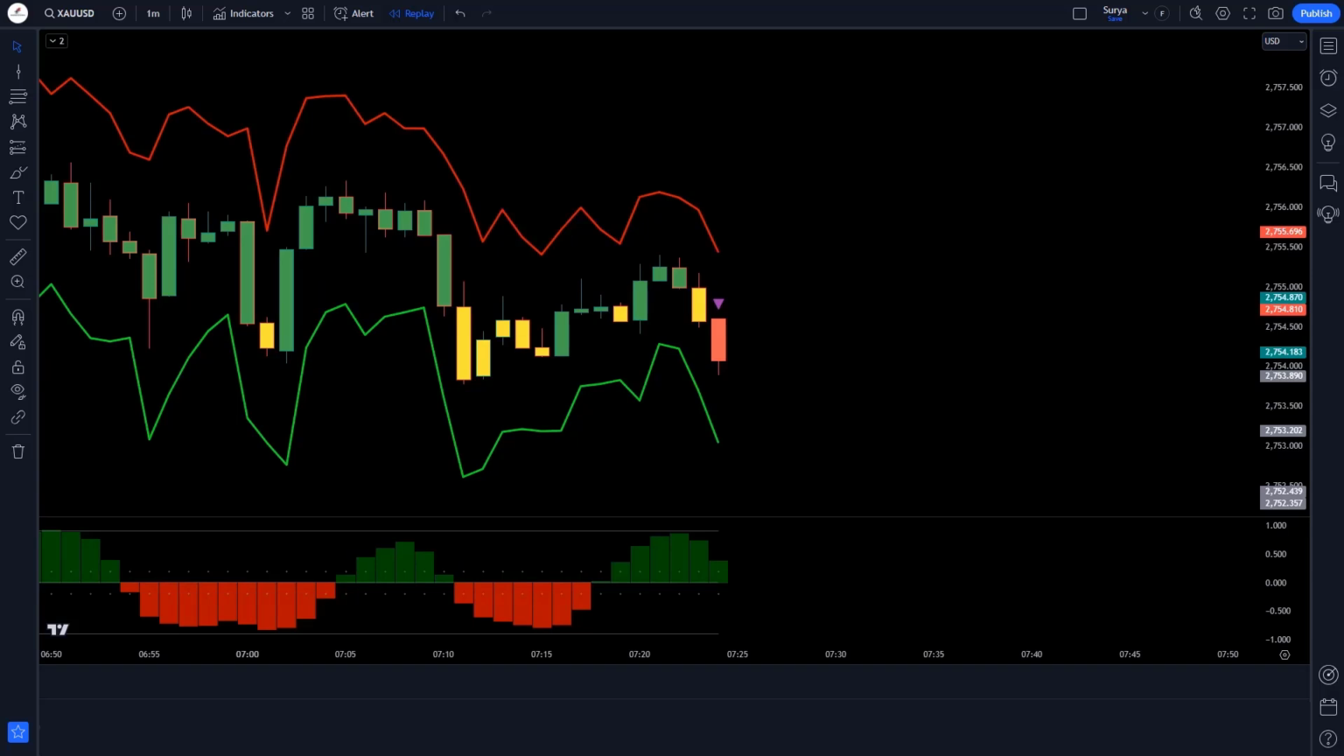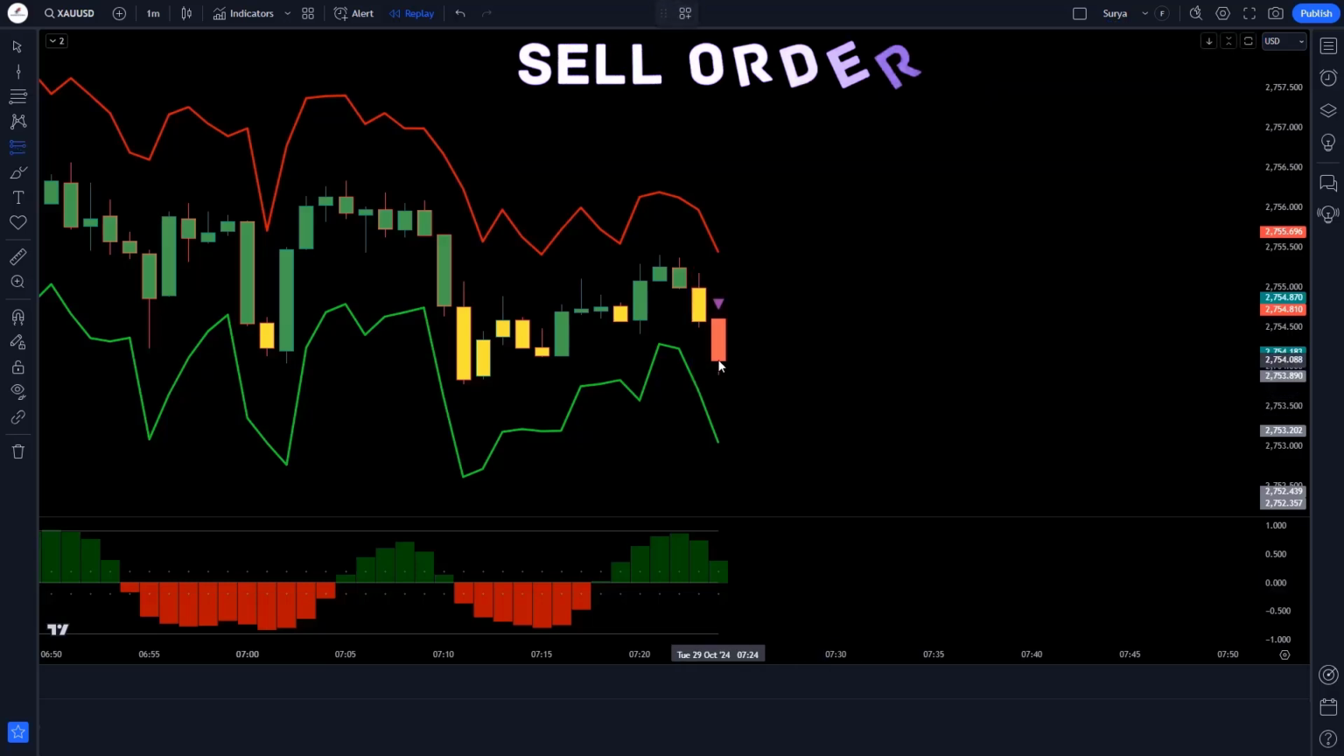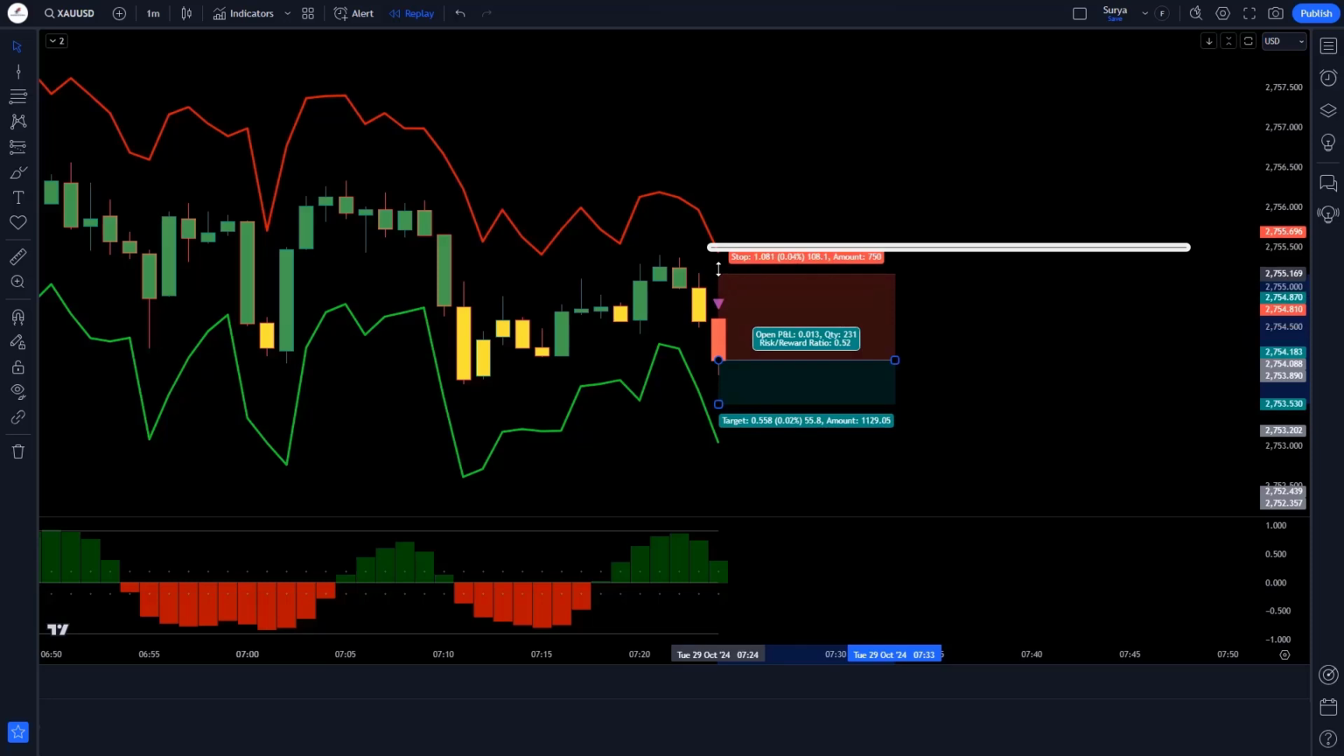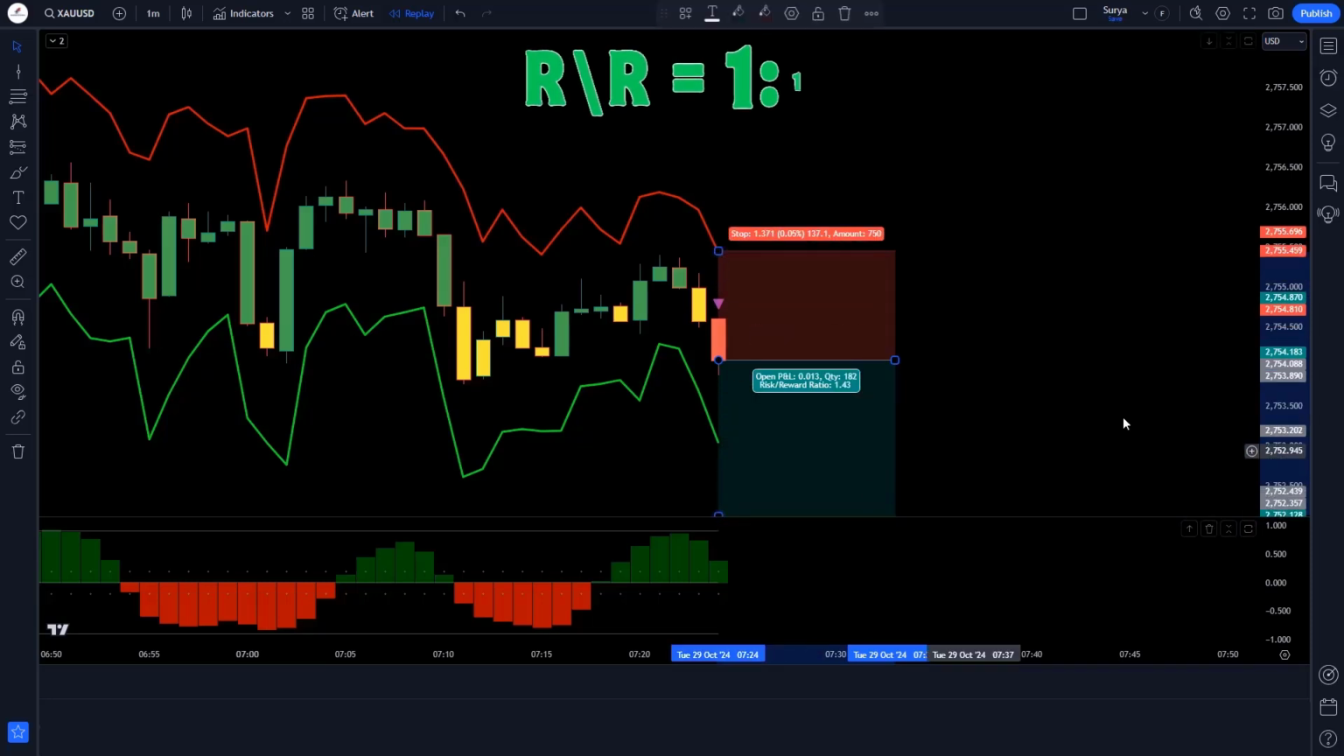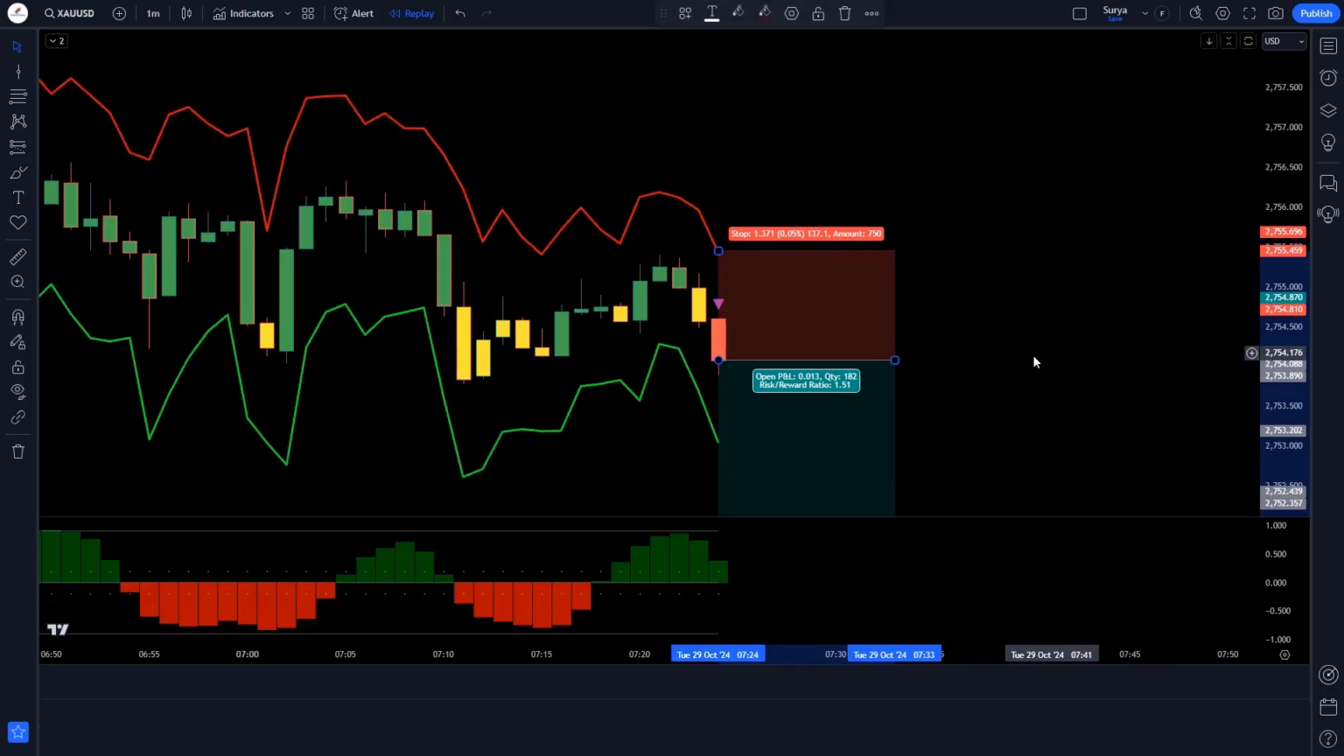When the simple EMA trend filter indicator gives us a sell signal, when the Premier RSI oscillator indicator forms a red histogram, and when the market forms a bearish candle, if this condition is met, we will take a sell order. Our stop loss is to be placed on this red line. And the risk to reward ratio will be 1 to 1.5.